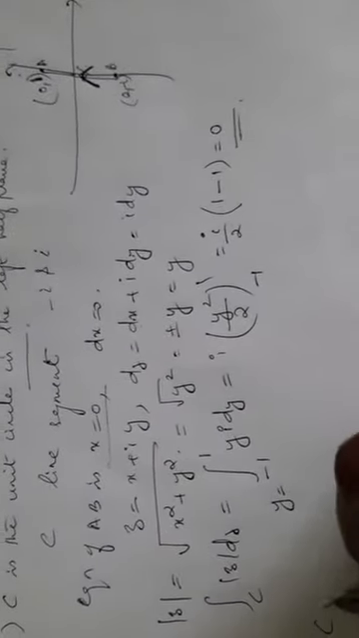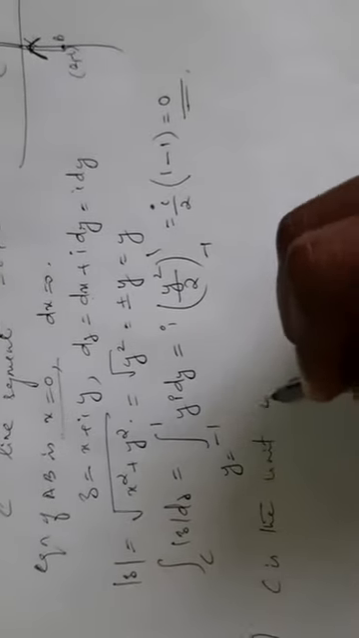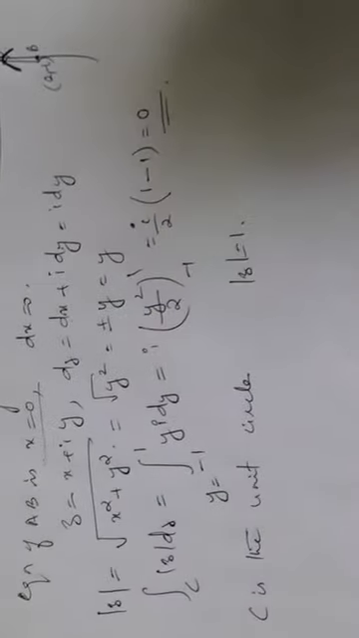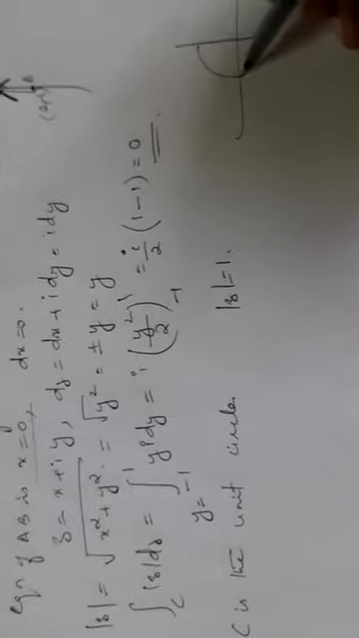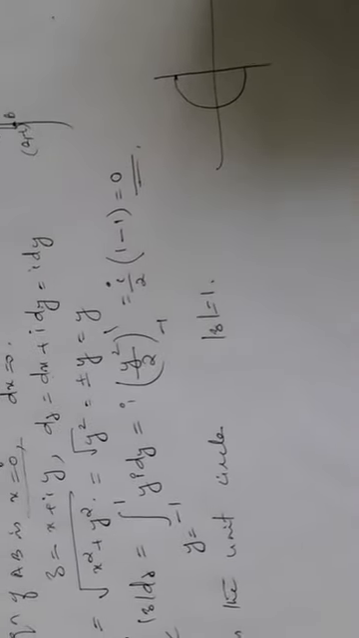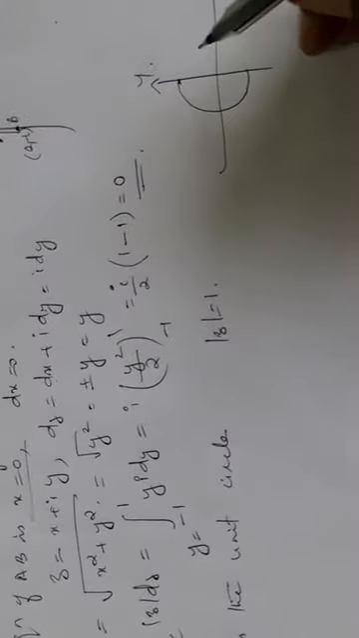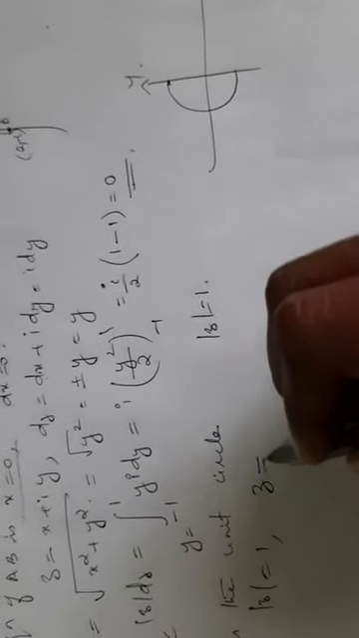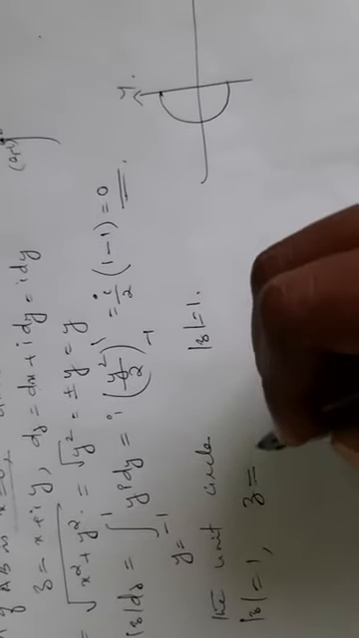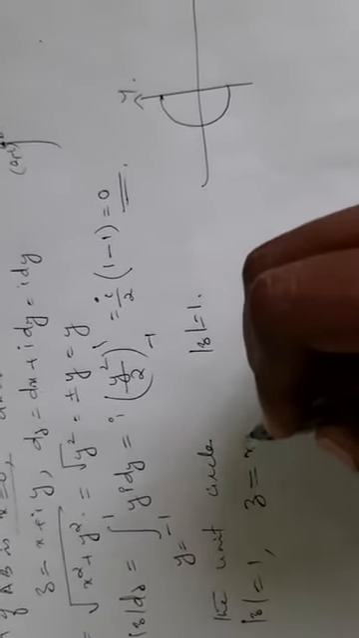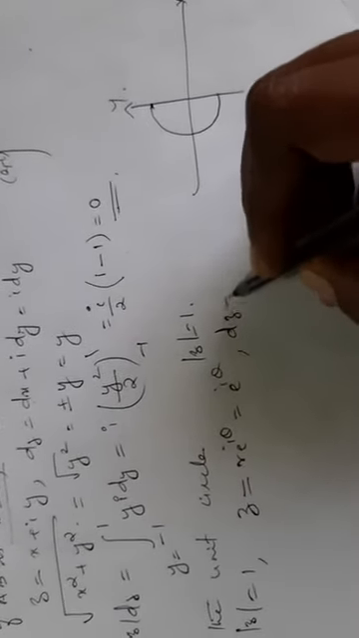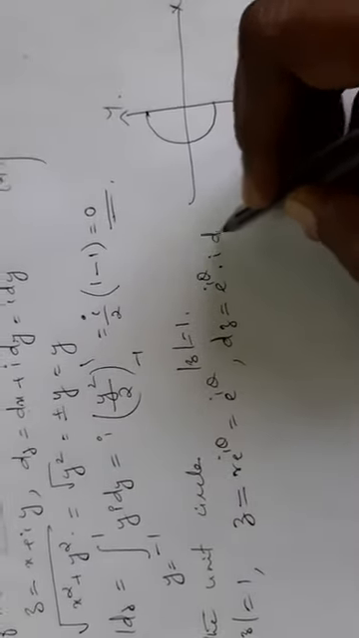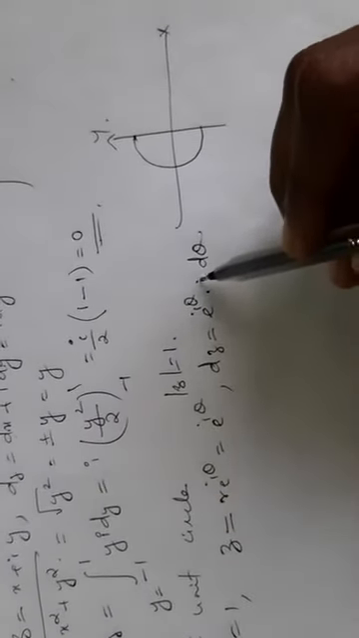Next one, C is the unit circle. Unit circle means mod z is equal to 1, right? In the left half plane, that means this is the left half plane, x-axis, y-axis. So if mod z is 1, we can write the equation of z in polar form, that is r e raised to i theta. But here r is 1, so e raised to i theta. So z is e raised to i theta, and dz is the derivative of e raised to i theta, which is e raised to i theta into i d theta.